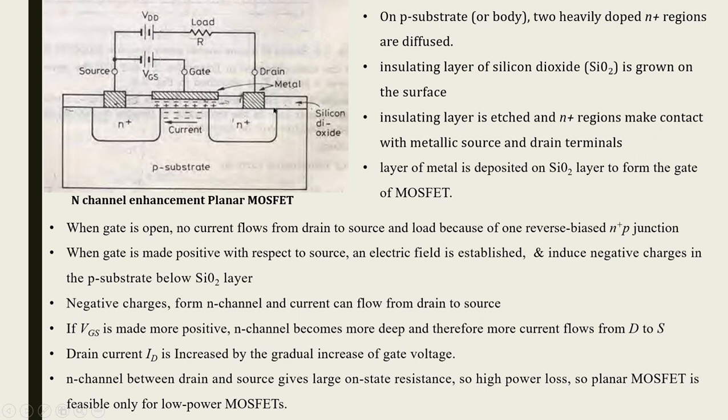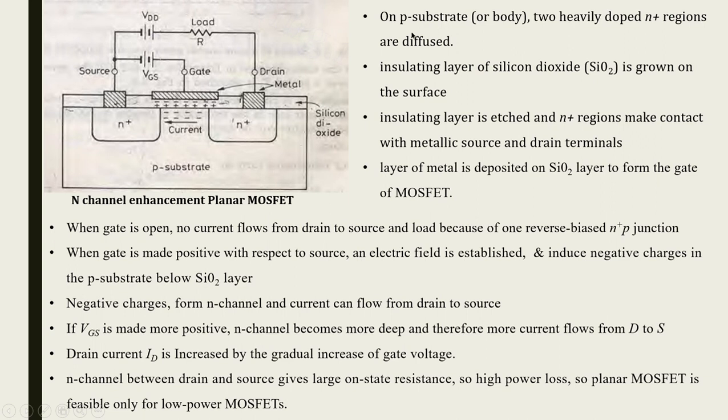And also a layer of metal is deposited on top of the SiO2 layer to form the gate of the MOSFET. So three terminals we have made here. One is source. Here the SiO2 layer is etched in this N plus region and formed source. Here also the SiO2 layer is etched and a metallic drain is formed. And here on top of the SiO2 insulating layer, metal is deposited and formed the gate terminal: source, gate and drain. Okay, so three terminals are formed.